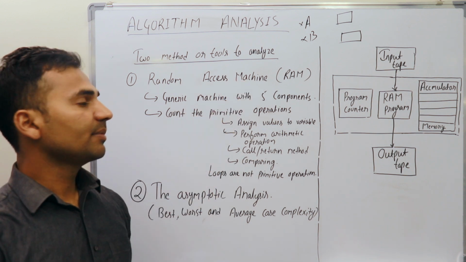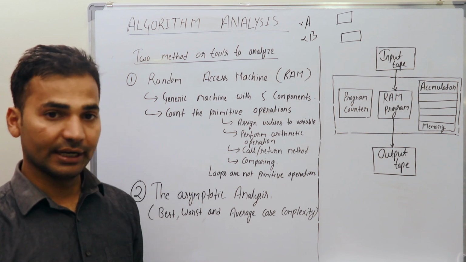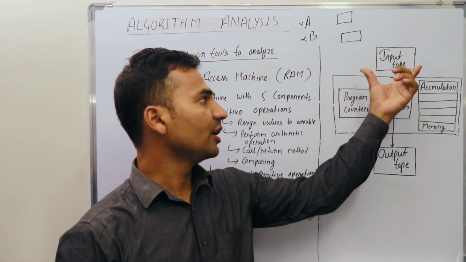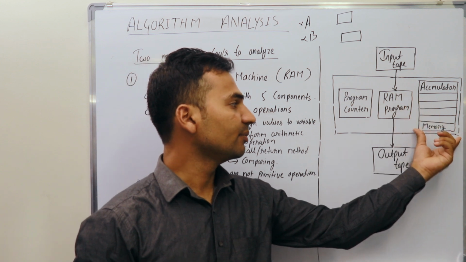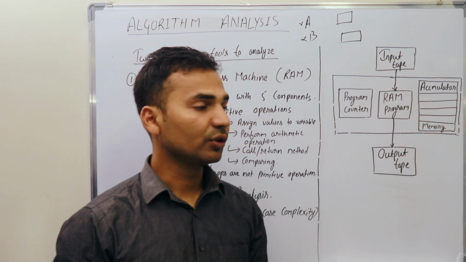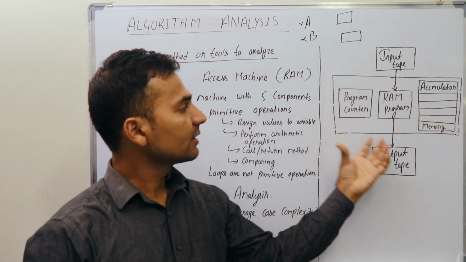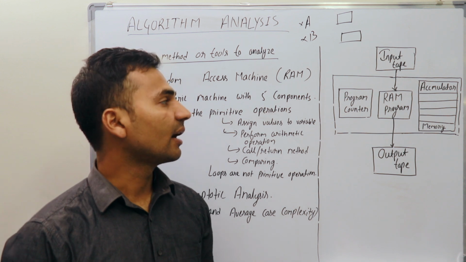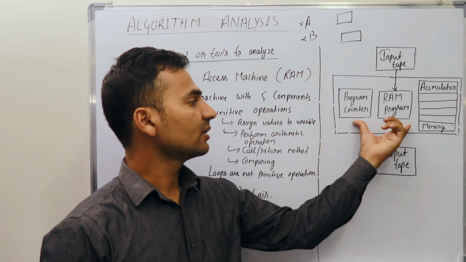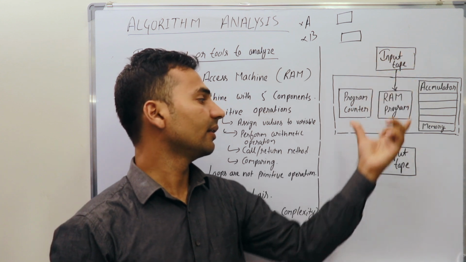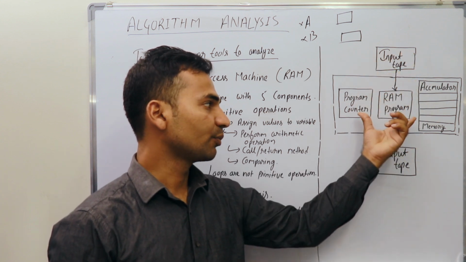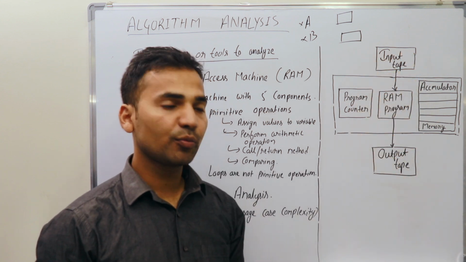A random access machine basically consists of 5 components: input tape, program counter, RAM program, memory, and output tape. If you see the architecture, it resembles the von Neumann architecture. That is, there is a CPU in the middle with a memory, and there is some input, which is processed and produces some output.